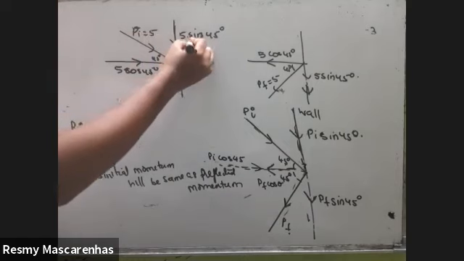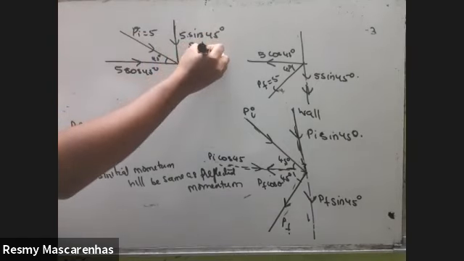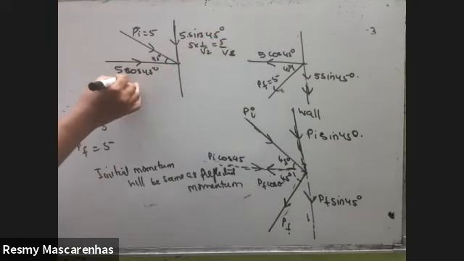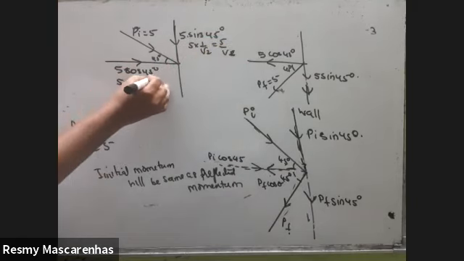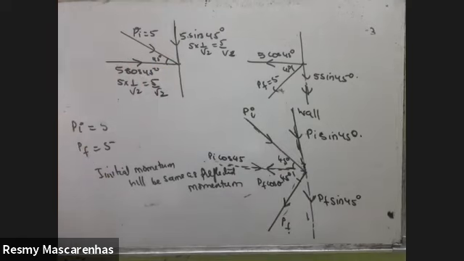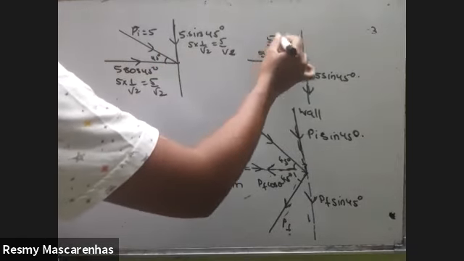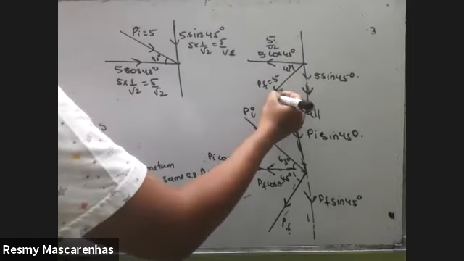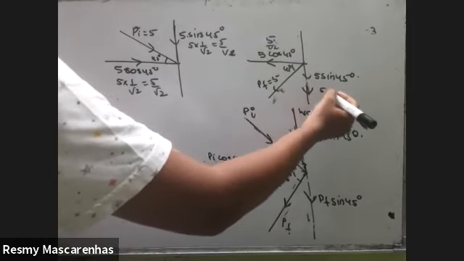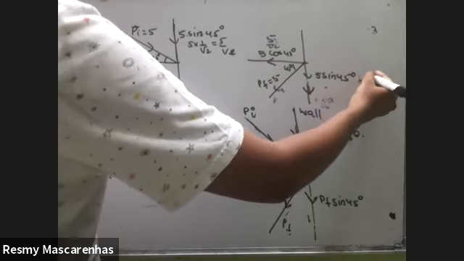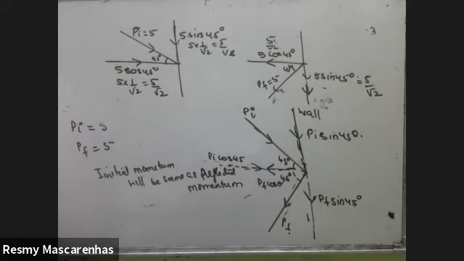Calculate. This is how much? 5 into cos 45 is 1 by root 2, so 5 by root 2. Same way, sin 45 is 1 by root 2, that is 5 by root 2. You'll get the answer as 5 by root 2 everywhere. All the components are 5 by root 2.